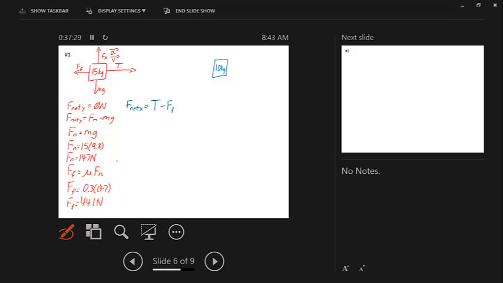All right, so I know what's down. mg down and tension up. Everybody okay with that? Are they equal? That's a good question. What do you think? Yes. Yeah, I say yes.